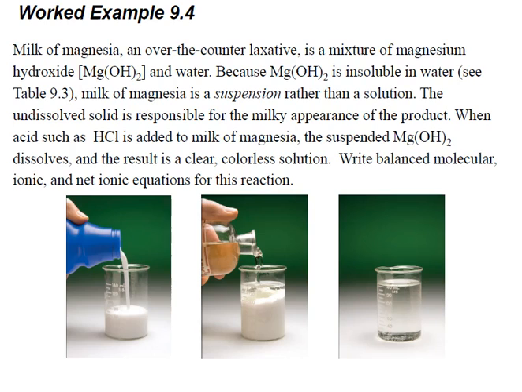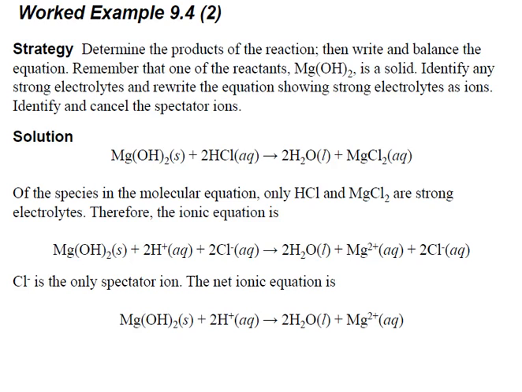So take a moment to go ahead and see if you can do this on your own. If not, then follow along with the strategy and watch the solution. So our strategy for this is to determine the products of the reaction, then write and balance the equation. Remember that one of the reactants is going to be a solid. Identify any strong electrolytes and rewrite the equation, showing strong electrolytes as ions. Identify and cancel the spectator ions.